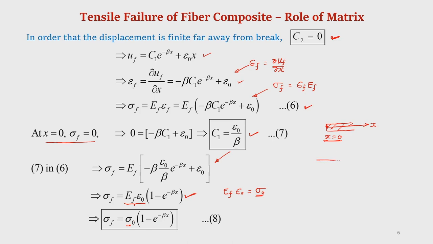Suppose this is the broken fiber. Near the break there is redistribution of stress, okay, but far away from the break the stress is the applied stress sigma naught, and how it varies is given by this equation. So you can clearly see that sigma_f increases with increase in x, because as x increases this term decreases and therefore sigma_f increases. So the variation is something like this. If you plot it, at x equal to 0, it is 0 and it keeps on increasing like this.